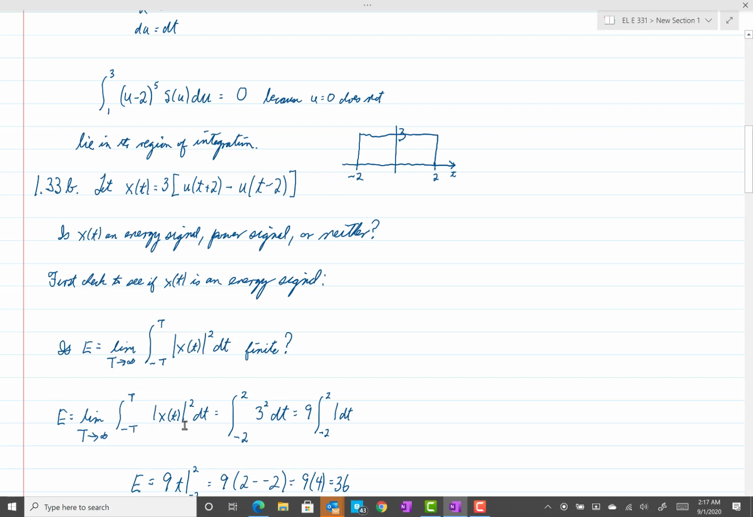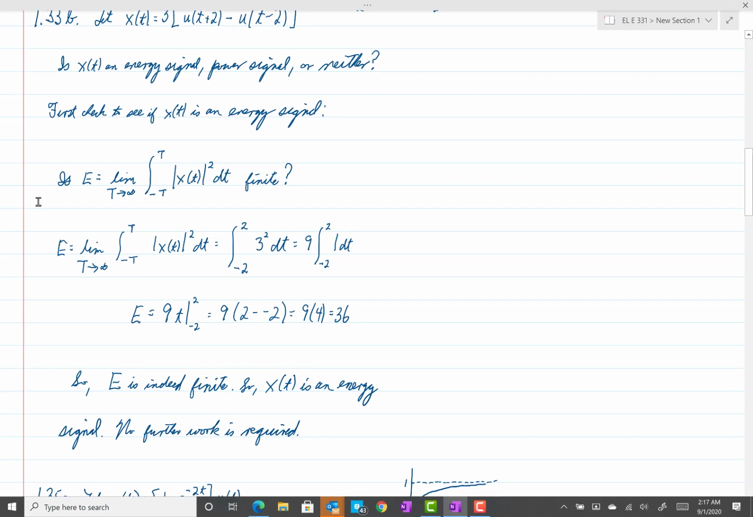So this expression right here just becomes the integral from negative 2 to 2, and the value of the function in that region is everywhere just 3. So we just have the integral from negative 2 to 2 of 3 squared, remember we have to square it now, dt. And of course, 3 squared is 9, and that's a constant, so it can come outside of the integral. So we have 9 times the integral from negative 2 to 2 of 1 dt.